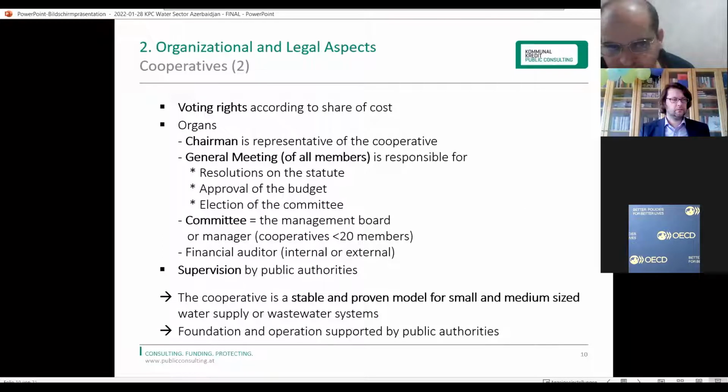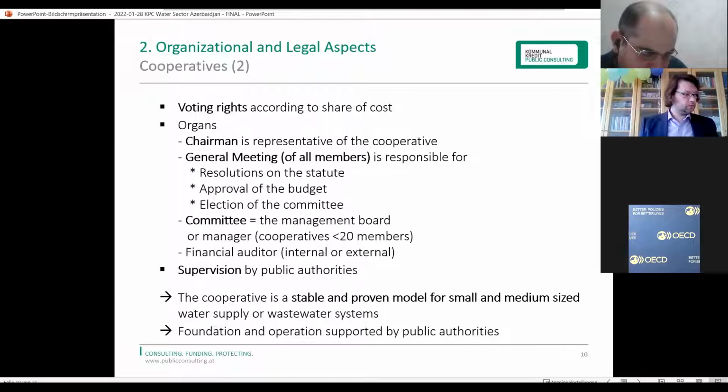So the voting rights are established according to the share of costs, so they might be different between the members. The cooperative has some organs. This is the chairman, who is the representative of the cooperative. There is a general meeting of all members, and the general meeting is responsible for resolutions on the statute or the change of the statute if necessary, the approval of the yearly budget, and the election of the committee. And the committee is the management of the board.